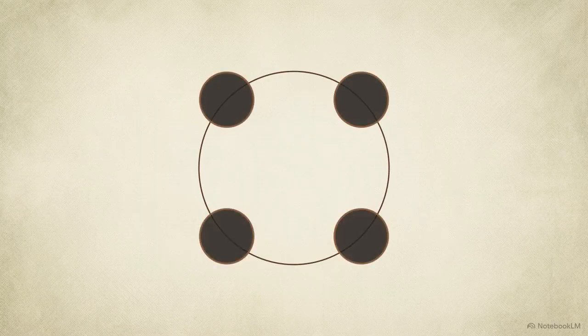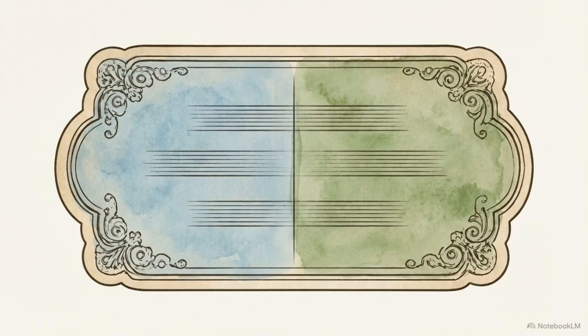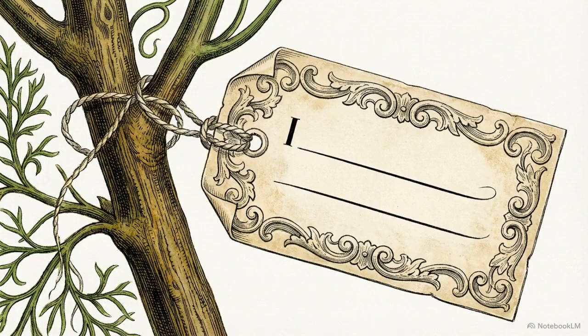This systematic approach relies on 4 sequential steps. First, we characterize the organism's traits. Second, we identify it. Third, we classify it into a group. And finally, we assign it a formal name, a process known as nomenclature. The globally accepted standard for this is binomial nomenclature. It provides every known organism with a unique 2-word scientific name.